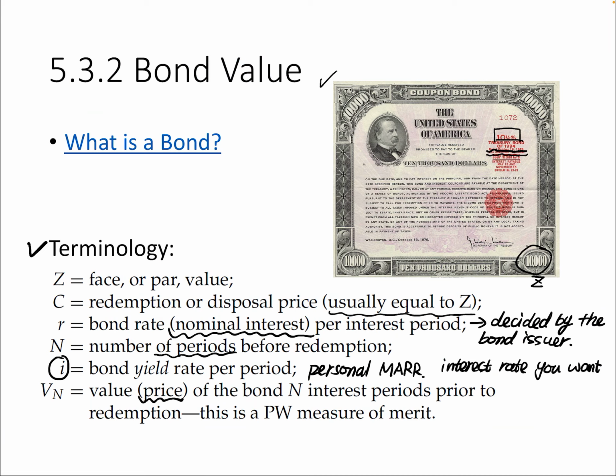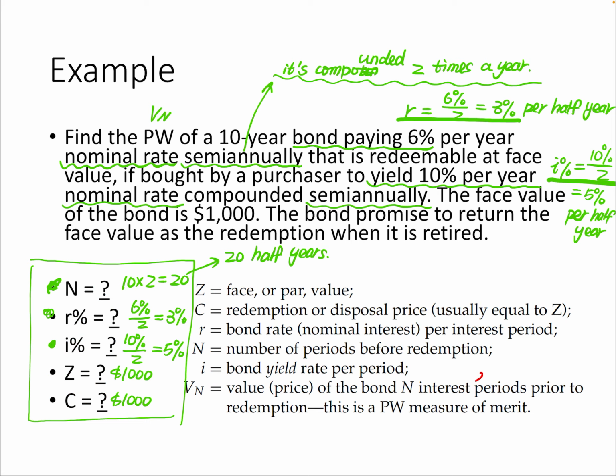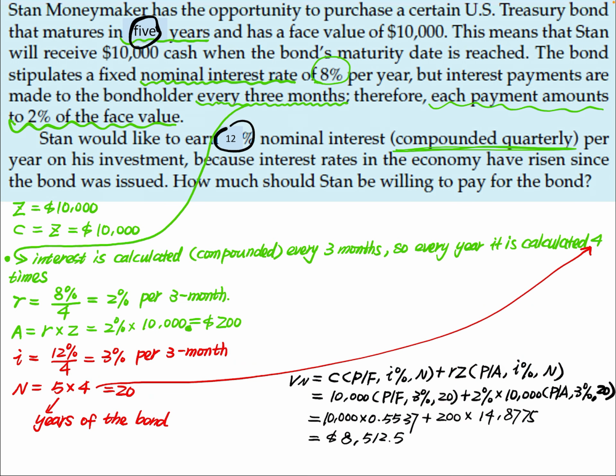Then we talked about the bond value. Okay, the bond value is the price you are willing to pay to buy a bond. And we have a formula, Vn equals this long formula, to calculate the price you are willing to pay. But to use it correctly, you need to determine the values for C, for N, for I%, for R, and for Z. Okay, and please work on this example to see if you can get those variables correct. And try to work on this example as well.